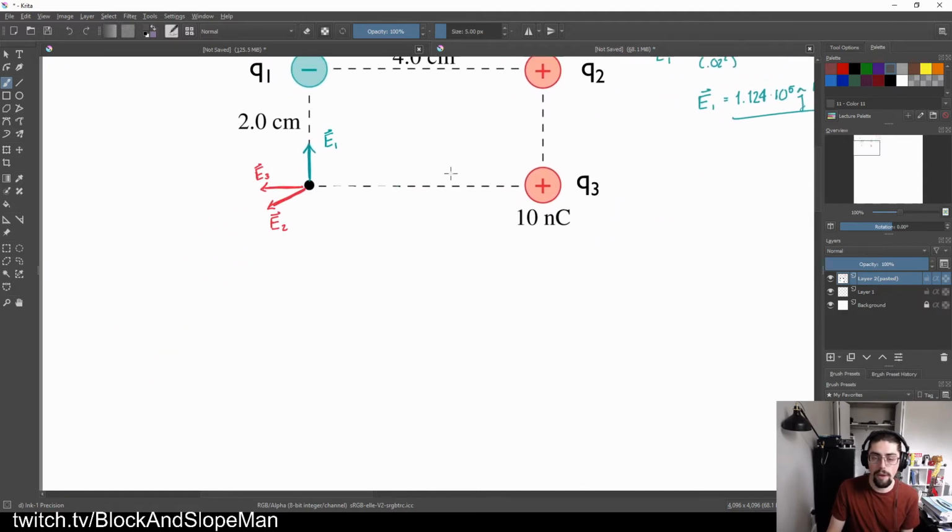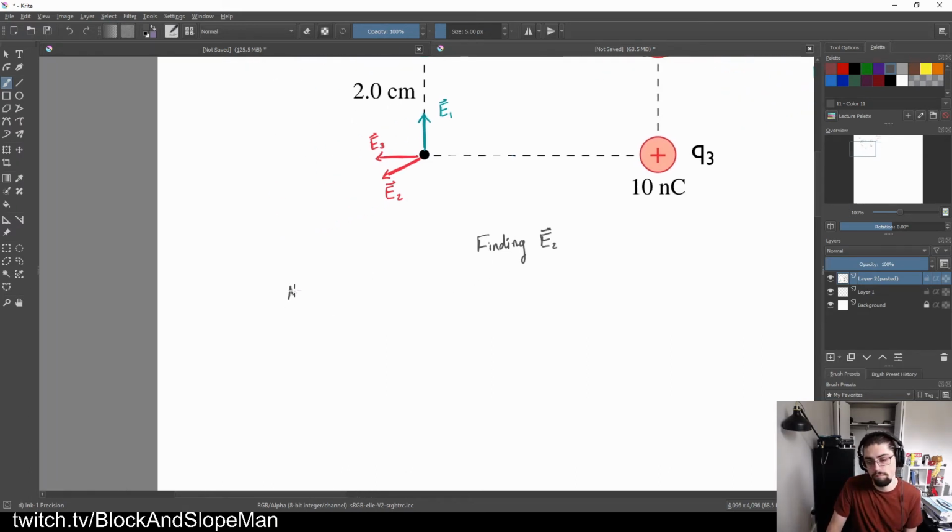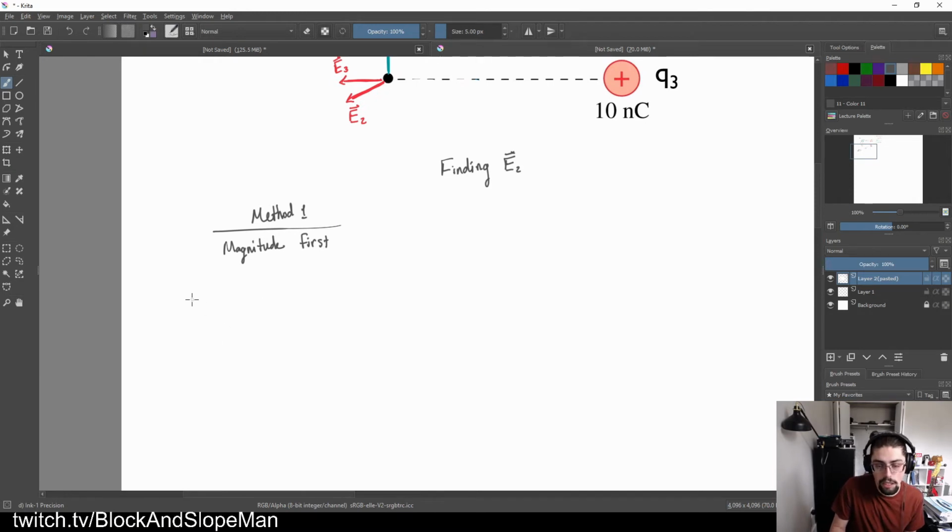And there are two methods to find this, both of which I've already described, but I'm going to walk through both of them for now. Finding E2. Method 1. Kind of like what we used to do with forces. This will be a magnitude first, kind of like we just solved for E1 and E3, actually.